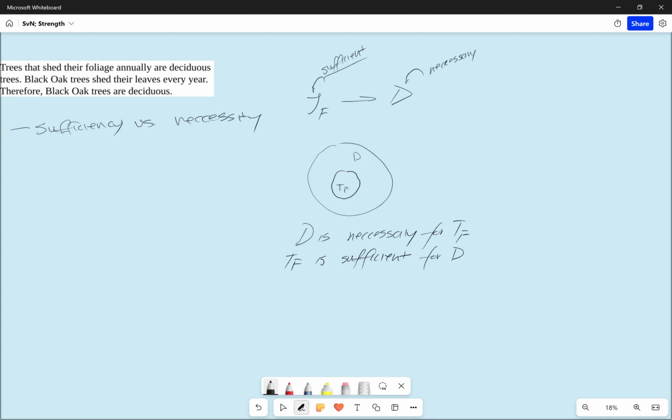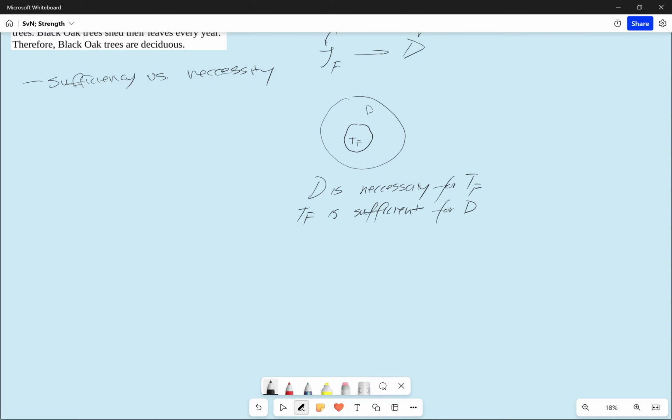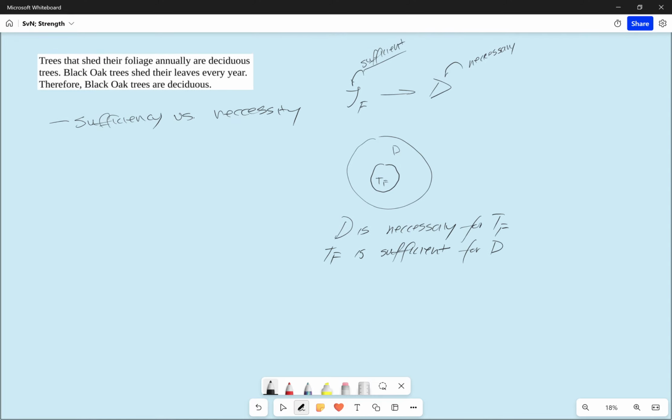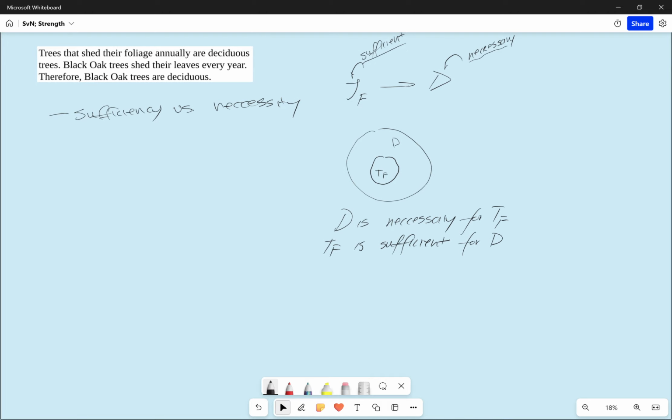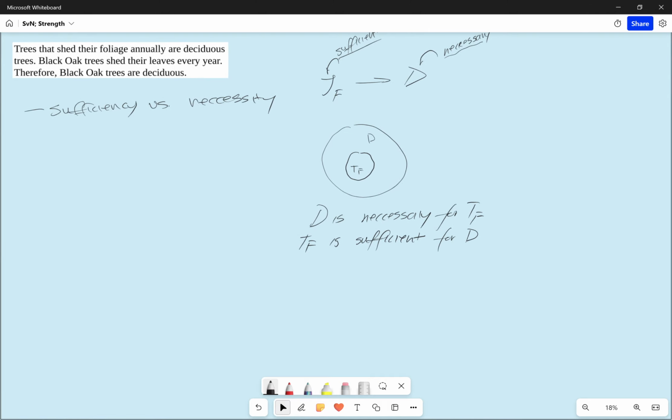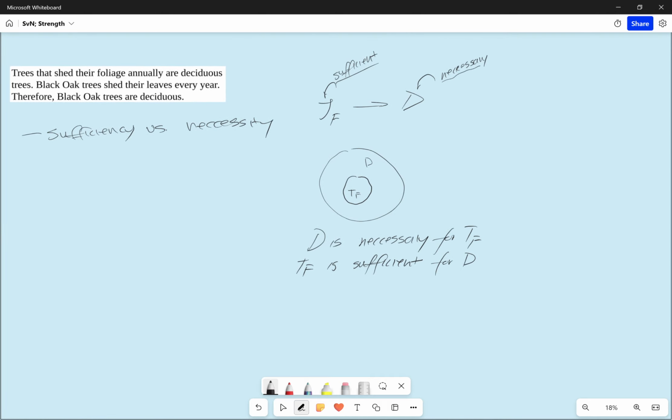And it is necessary for you to be deciduous. Being deciduous is necessary for you to be a tree that sheds its foliage, because you're immediately part of that set. Understanding that relationship between sufficiency and necessity is crucial, and not confusing the two is also very important. Now let's look at the second part of this passage.